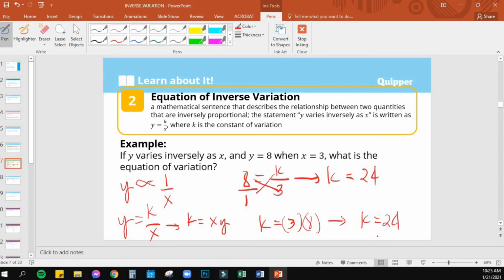So, same result lang. Pwede kayong mamili kung ano gusto nyo. Y is equal to k over x, or k is equal to x times y.